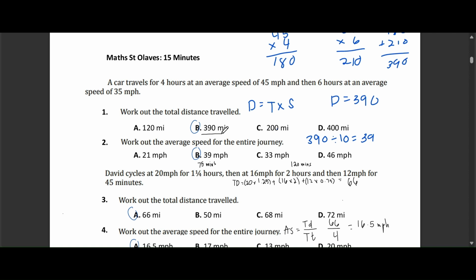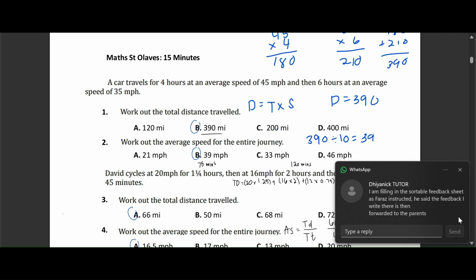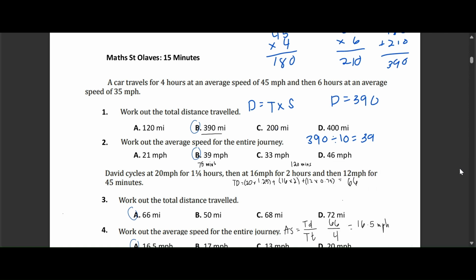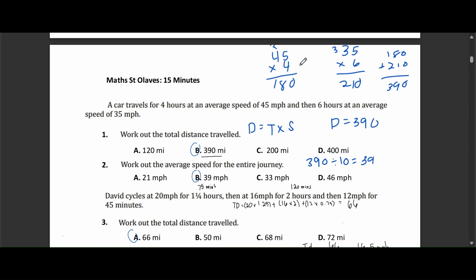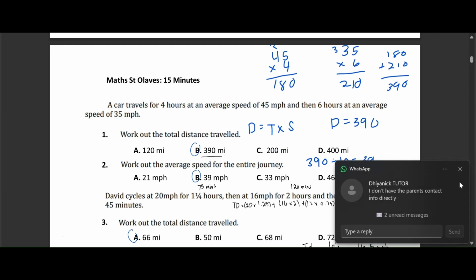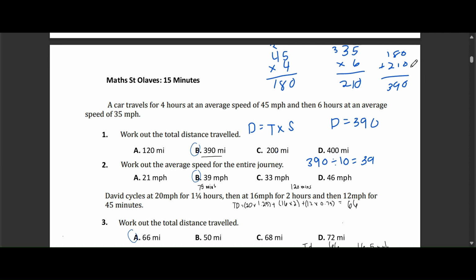Now, how did we get that? Well, the car first travels for 4 hours at 45 miles per hour. To find that distance, we multiply 4 by 45, and that gives us 180 miles. Then, the car travels for 6 hours at 35 miles per hour, so 6 times 35 equals 210 miles. Finally, to find the total distance, we add those two distances together, 180 miles plus 210 miles. And that equals 390 miles.